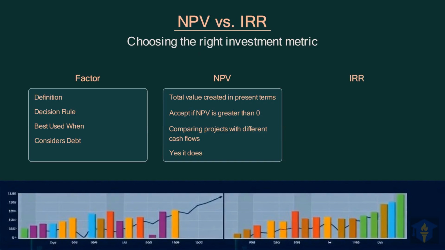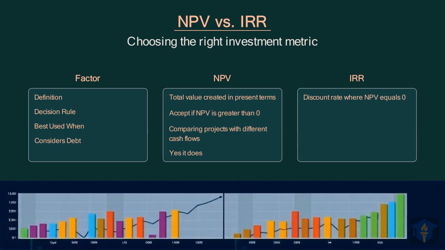Now, let's move on to the internal rate of return, or IRR. IRR is defined as the discount rate where the net present value equals 0. The decision rule for IRR is to accept if the IRR is greater than the WACC. IRR is best used when you want to find a project's break-even return rate. No, IRR typically does not explicitly consider debt in its calculation process.